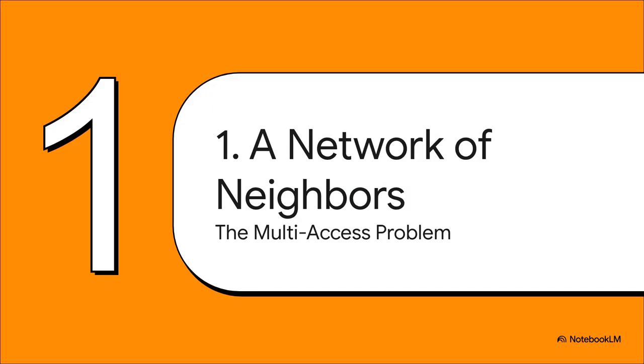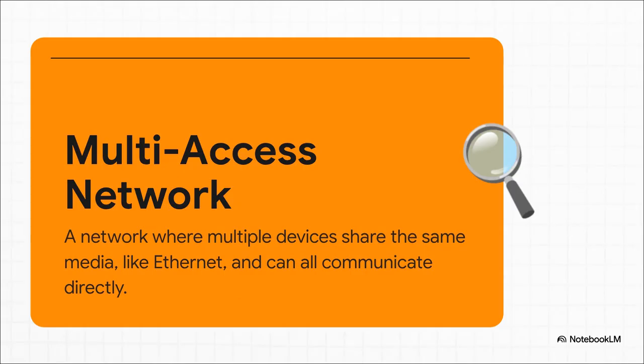So to set the scene, let's picture a network that we all know, something like a typical office setup. You've got a bunch of routers all plugged into the same switch. Everything seems to work fine, but underneath the surface, there's a specific kind of environment that makes OSPF do some very interesting things. And that environment has a name. It's called a multi-access network. Ethernet is the classic example.